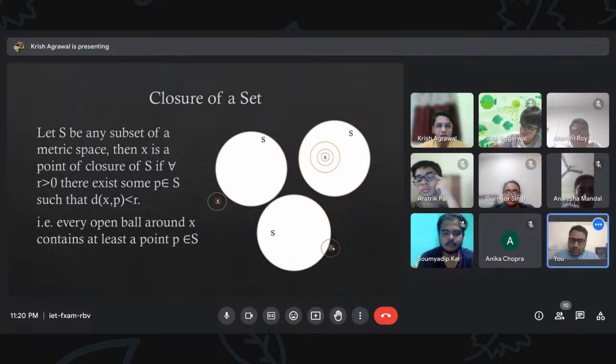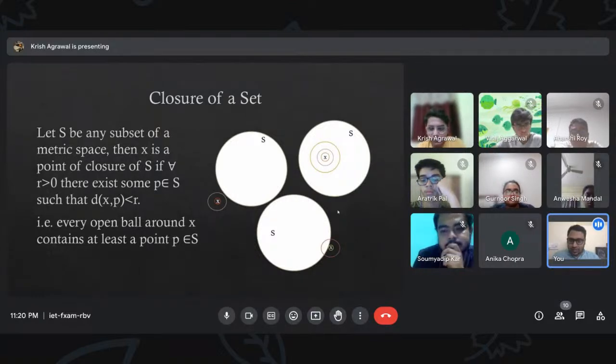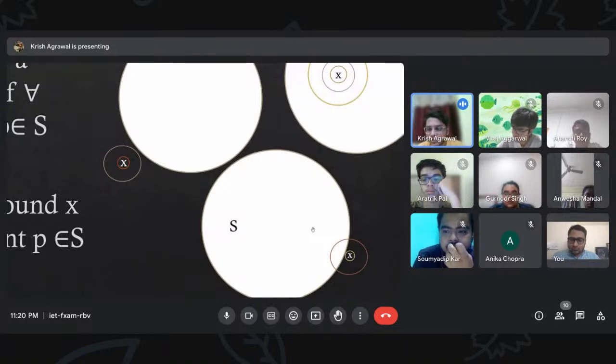Can I interrupt? Can you explain the third situation again? Okay, sir. The third diagram, yes, sir. So in the third picture, we have the set S and the point X. Now the definition of the closure point is that if we draw open balls around X with any arbitrary radius, all of them must have some point of S in them. The intersection of the open ball and S must contain some point P. Now if we look at the yellow open ball, it will not intersect S. So there won't exist any P belonging to S.